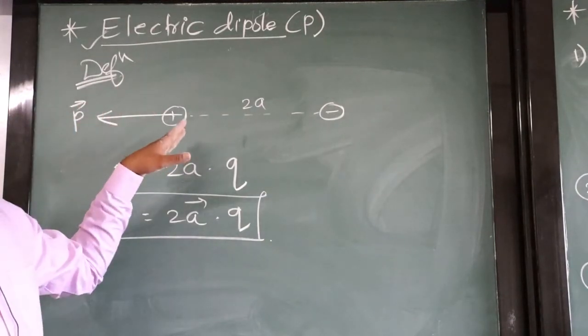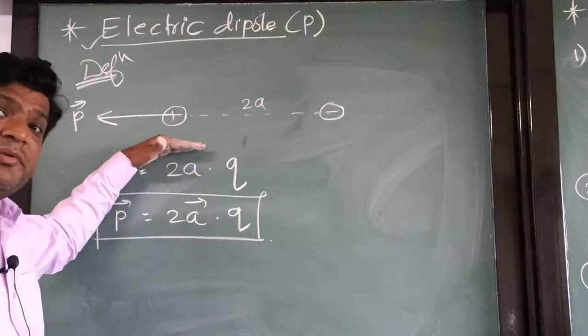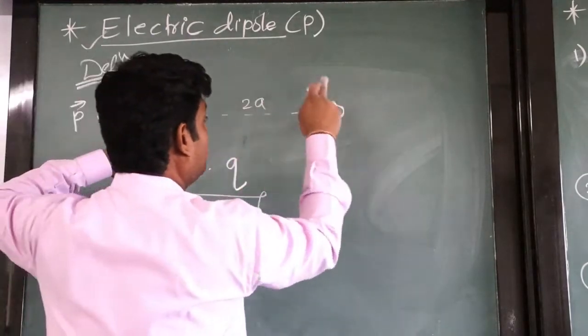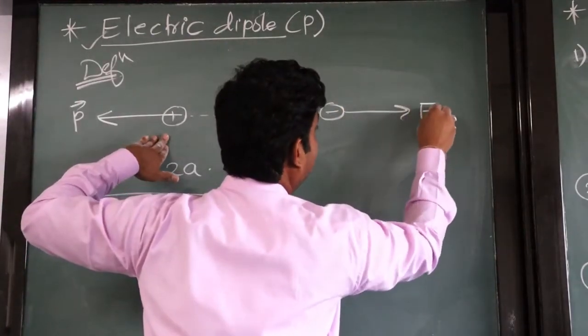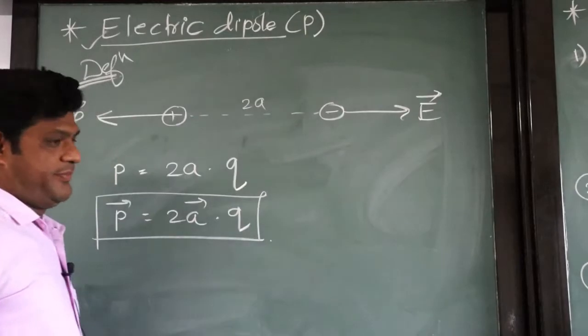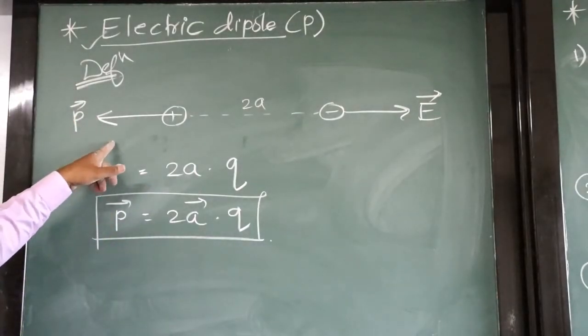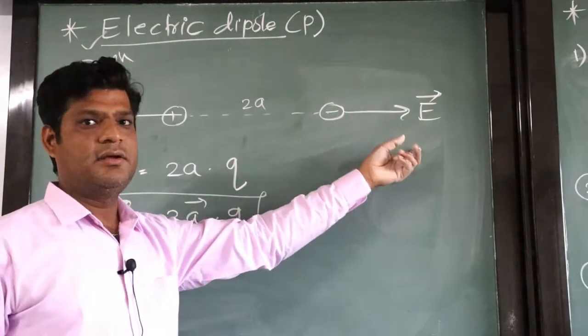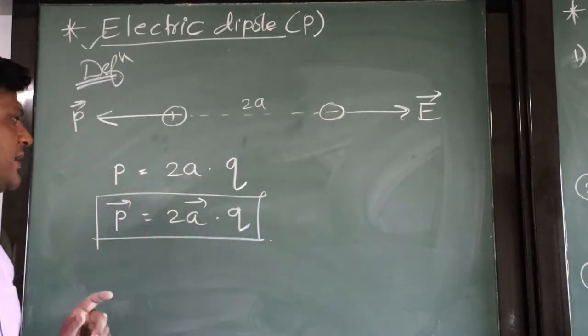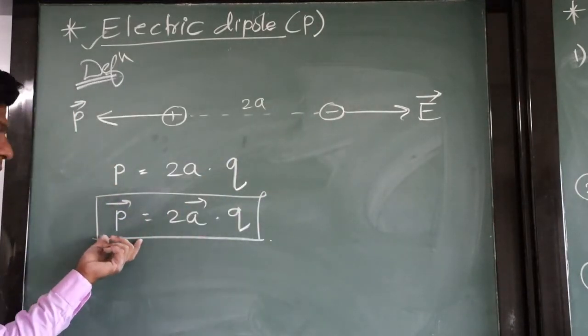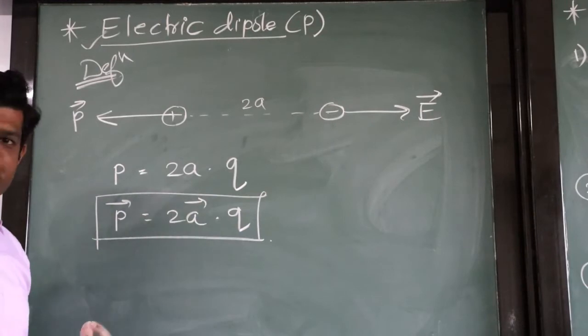What is the direction of the E vector, that is, the direction of the electric field? It is from positive to negative. Note this: the electric field and the dipole are opposite in direction. So this is the formula, P equal to 2a into q.